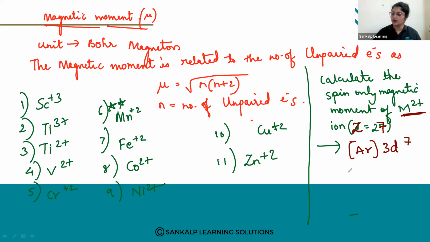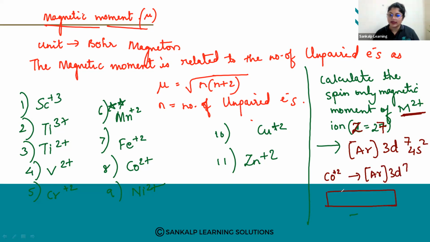So, cobalt, solve this, others also solve this. 3d7 4s2. Now if cobalt is in plus 2 state, this will be argon 3d7. So now we'll fill up the electrons. 3d7: 1, 2, 3, 4, 5, then 6 and 7. So pairing will take place.